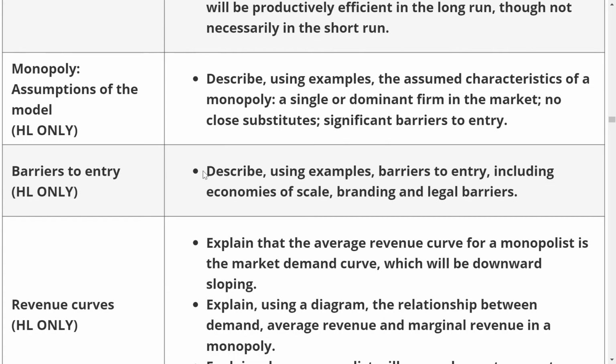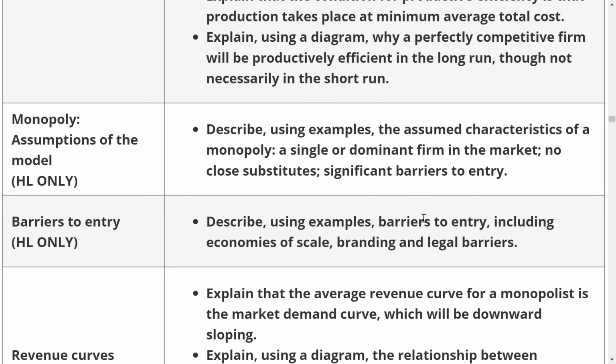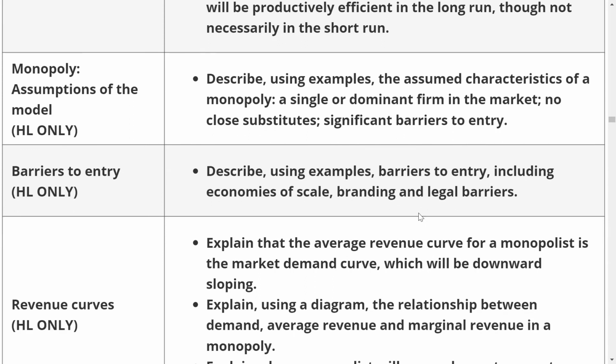So the first one we want to be talking about is monopoly. Okay, we have to be able to talk about the assumptions of a monopolistic diagram. We also have to talk about what a monopoly looks like, and why monopolies make long-term supernormal profits because of the barriers to entry.